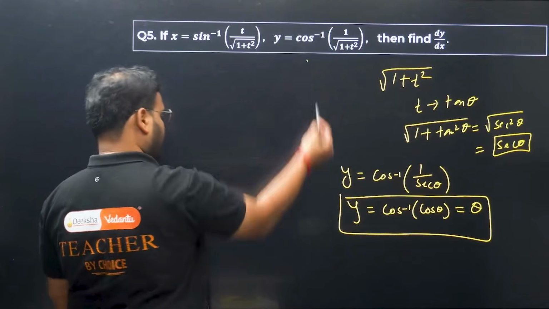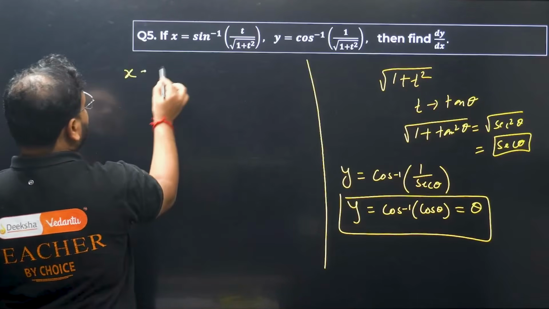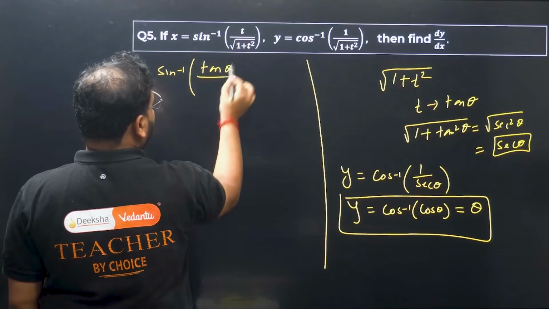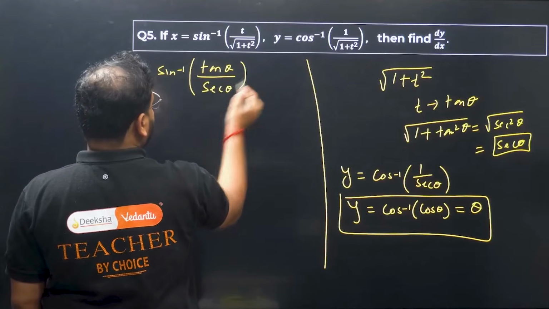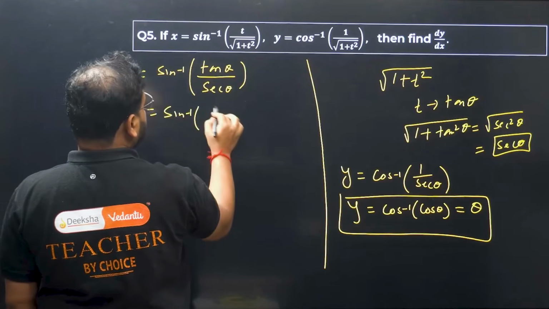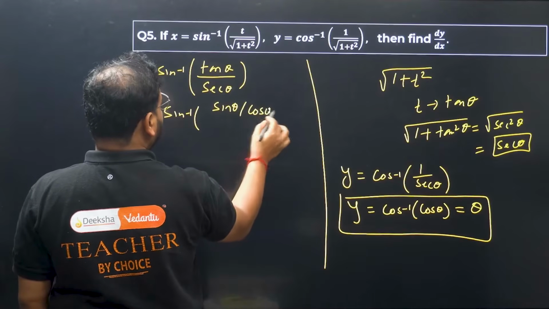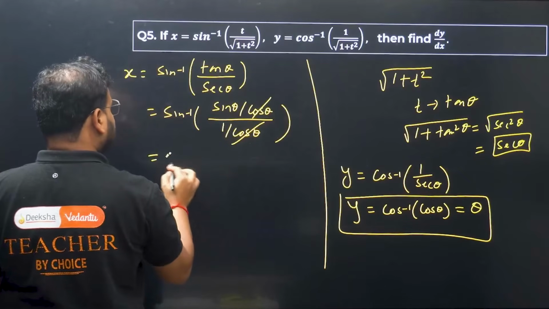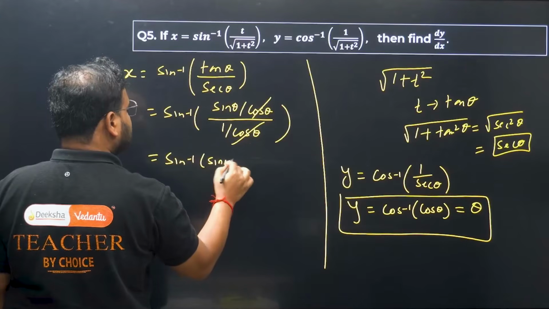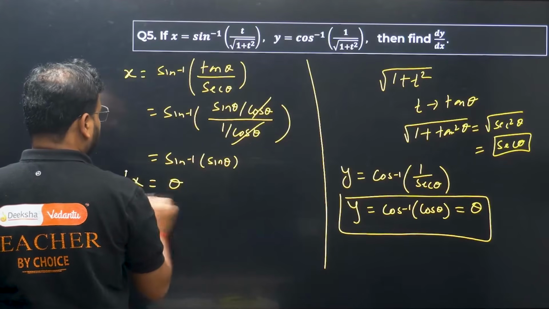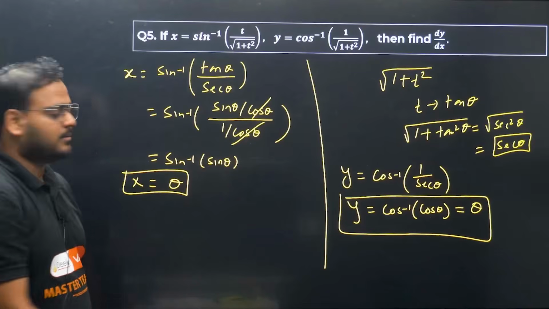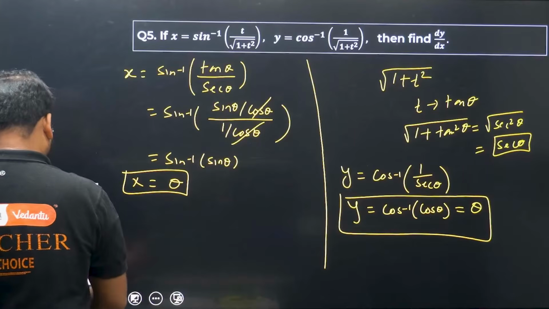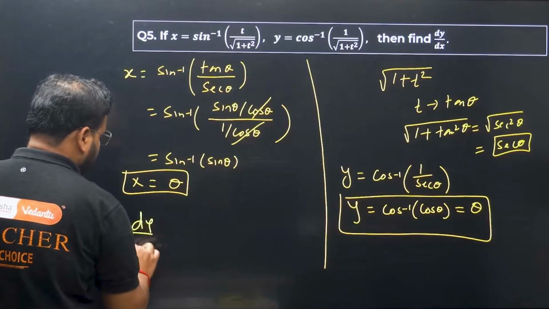Okay, moving on to x. We have x as sine inverse of tan theta divided by sec theta. Simplify now: sine inverse of sine theta upon cos theta, times 1 upon cos theta. Cos cancelled, so sine inverse of sine theta. The answer is simply theta. That's my value of x. The x value is theta, and the y value is also theta. I'm looking for dy by dx.